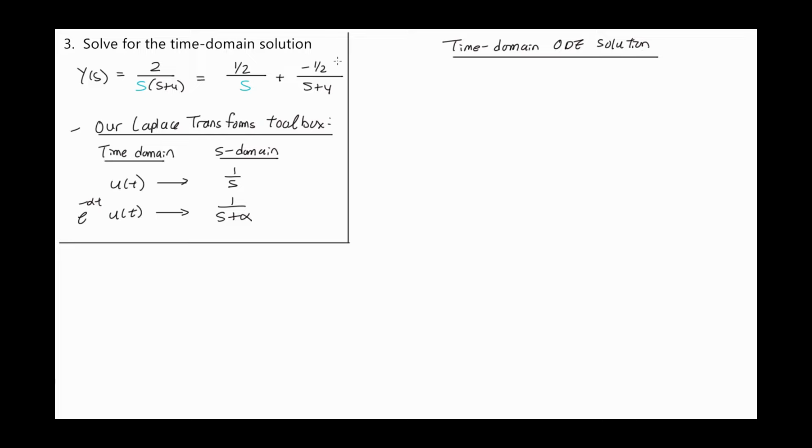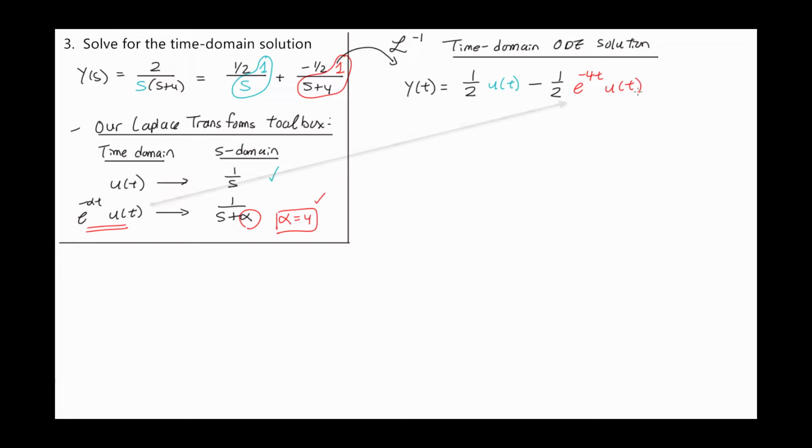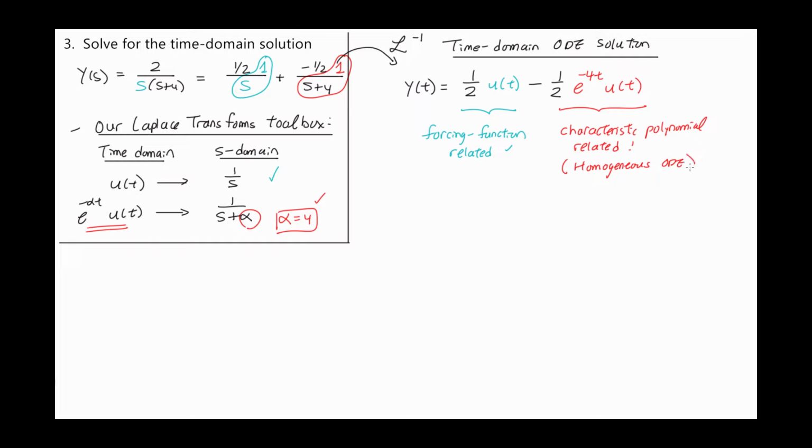So the time domain ODE solution is actually just the inverse Laplace transform of Y(s). So y(t) equals 1/2 times the inverse Laplace transform of 1/s, which is the step function. Cool. Minus 1/2 times the inverse Laplace transform of 1/(s+4), where alpha is 4. That means we're going to use this identity, so that means e to the negative 4t times the step function. As a reminder, the blue portion is the forcing function related portion, whereas the red portion is the characteristic polynomial related portion of our solution. And as a second reminder, the characteristic polynomial is related to the homogeneous solution to our ODE.